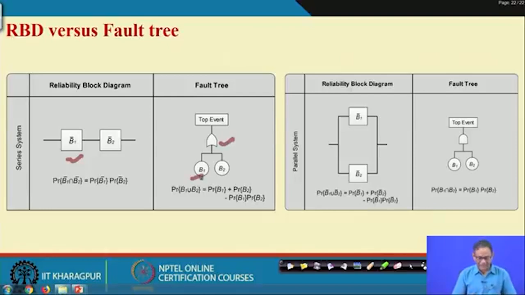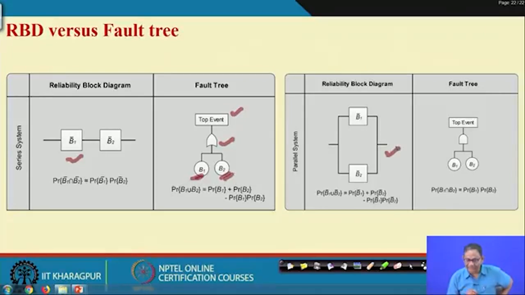If B1 takes place, the top event will occur; if B2 takes place, the top event will occur. But what is the difference? When we use a reliability block diagram, we use the success probability. When you use a fault tree, we use the failure probability. So, the series system in RBD and the OR gate in fault tree are synonyms, two sides of the coin basically.